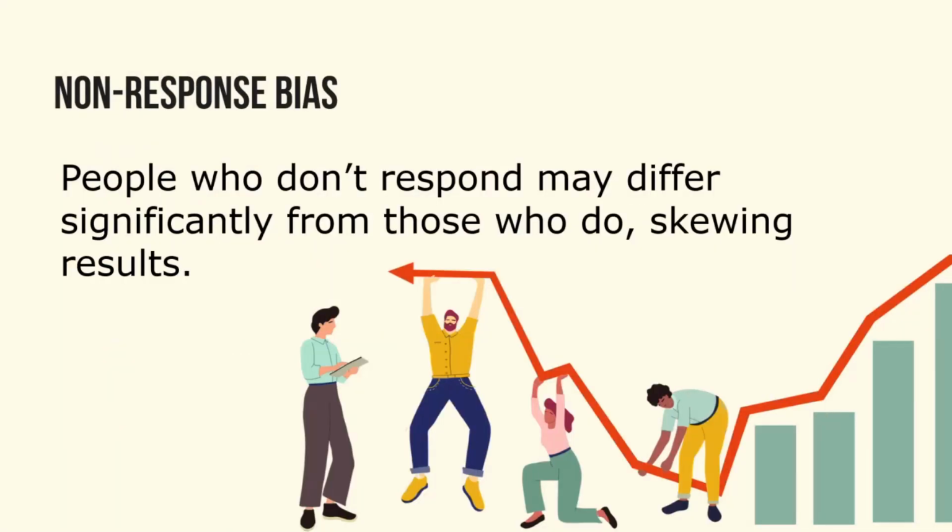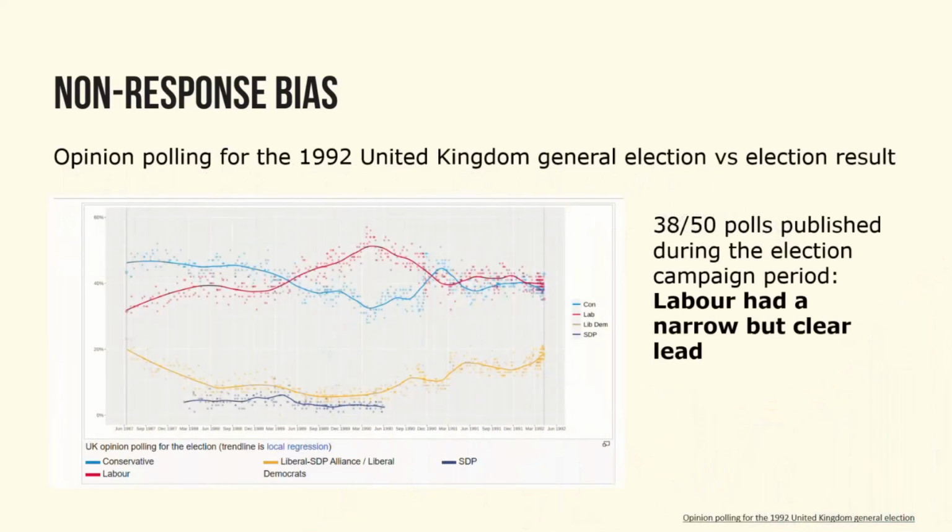Here we have now the non-response bias, which means that people who don't respond may differ significantly from those who do, and that will skew the results. Again, another example from politics. In this case, it is the opinion polling for the 1992 general election here in the UK. Out of the 50 published polls, 38 were indicating that Labour would win. In some cases it would be a narrow lead, but they were clearly leading the polls.